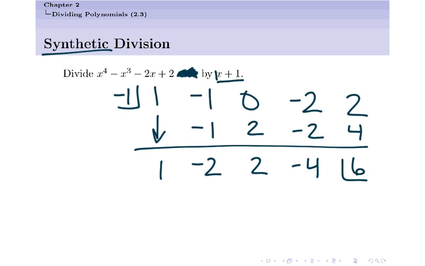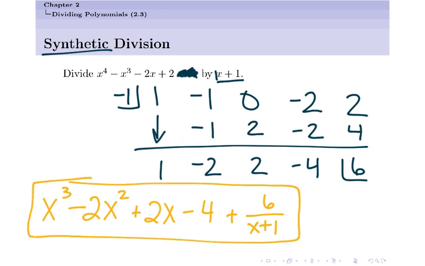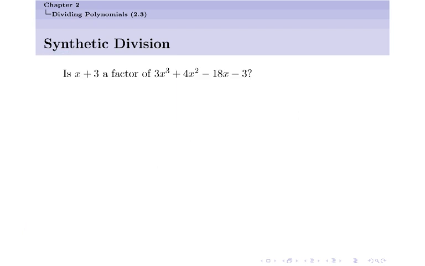Now that I'm here, I go backwards. So I do my remainder over my divisor, and then I have my constant, my linear term, my quadratic term, and my cubic term. Is this a factor of this? Well, a very simple way to tell is if you use long division and you get a remainder of 0.